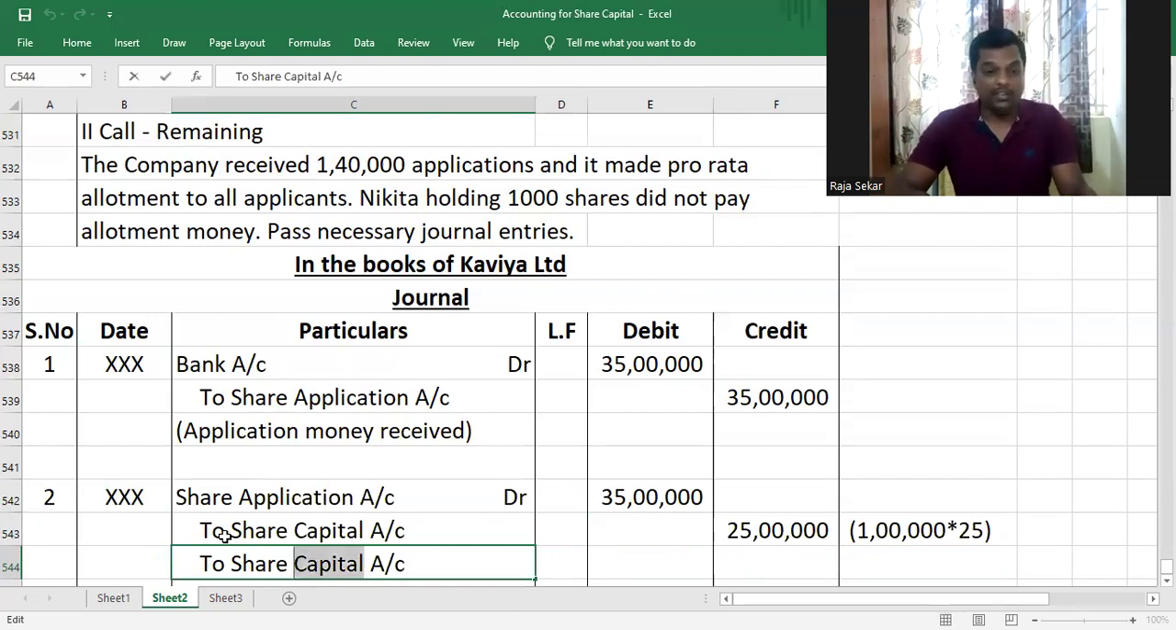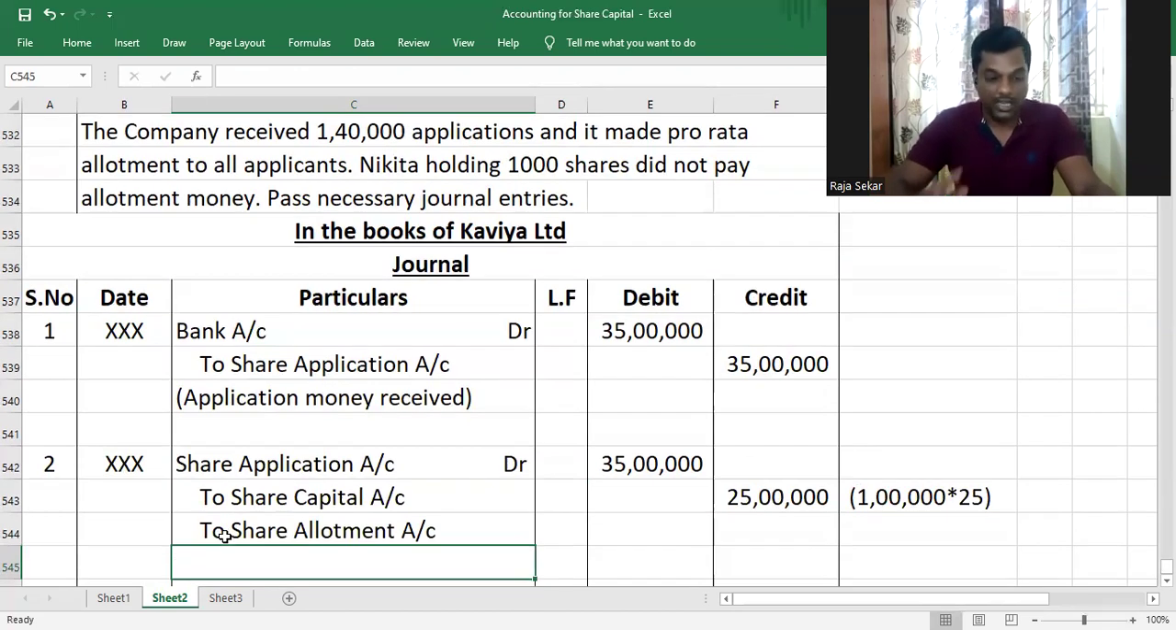And whatever is remaining will be transferred to share allotment account and calls in advance if the question tells you to transfer it to calls in advance, or refunded if there is amount excess of even whatever is due on allotment and the further calls. Understood or not, my dear children?